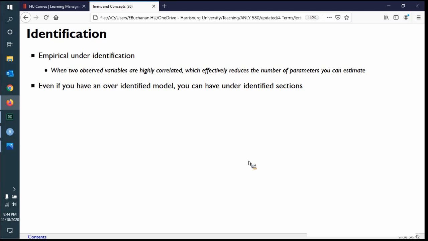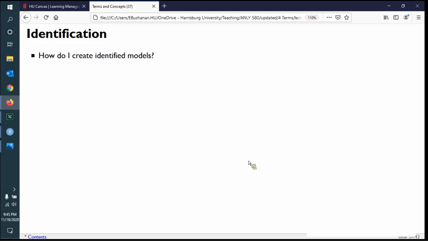All right, even if you have an over-identified model, you can still have under-identified sections. And this is the part that gets people. And so I'm going to give you some tips when we get to doing some of these models on how to know that this section is not identified. One, it'll tell you, but two, how do I fix it? So in general, how do I create this model? We're going to get into the actual coding part next time, but practically, what is the way that we solve this?